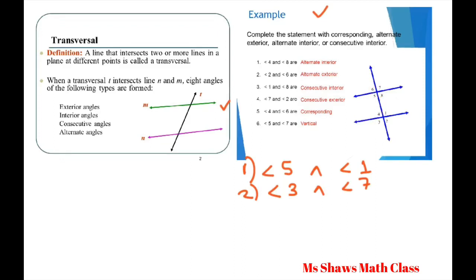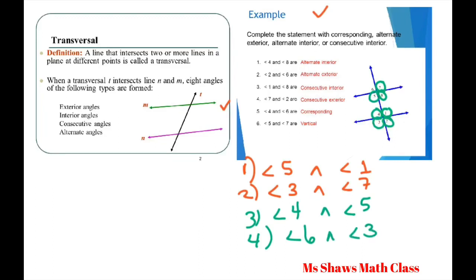Now we have consecutive interior, number 3. So that's going to be angle 1 and 8. That would be for number 3. We also have 4 and 5. So angle 4 and angle 5. And for consecutive exterior, we have 7 and 2. So that would mean we have angle 6 and angle 3 also. All right. So those are some of the definitions.